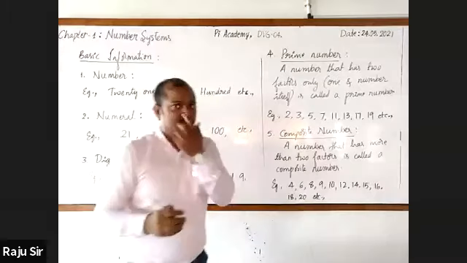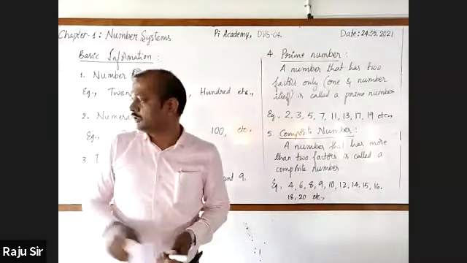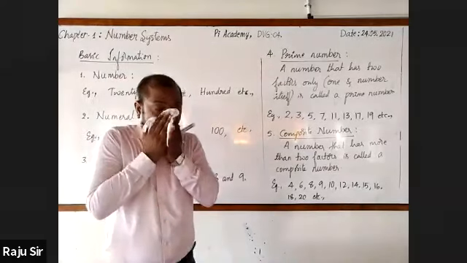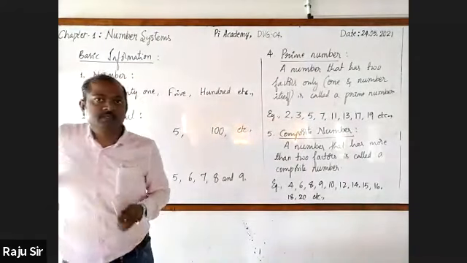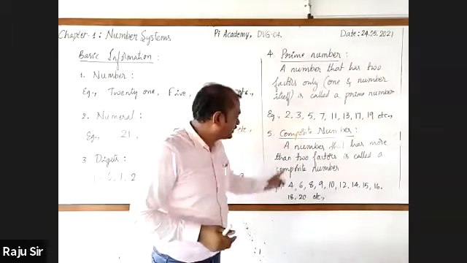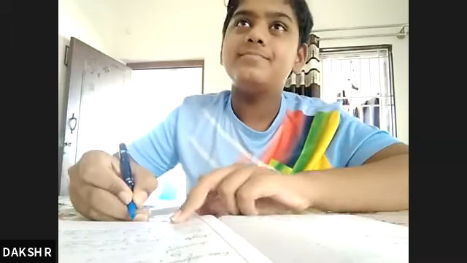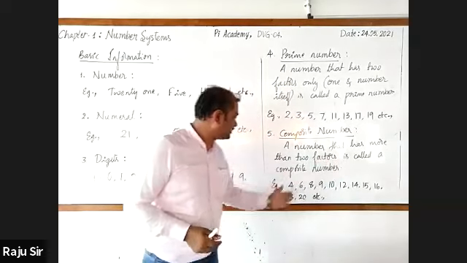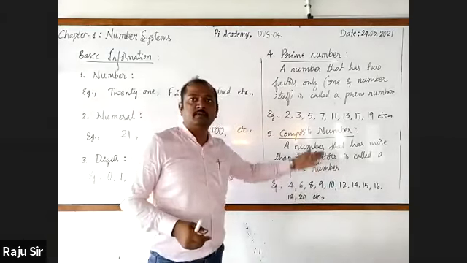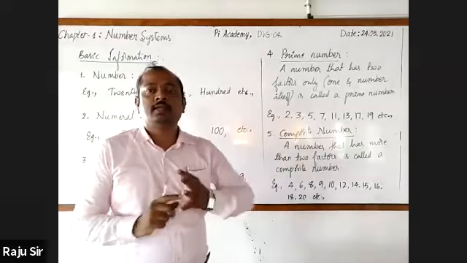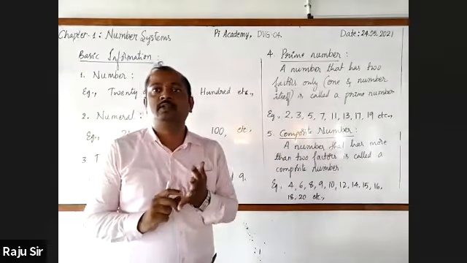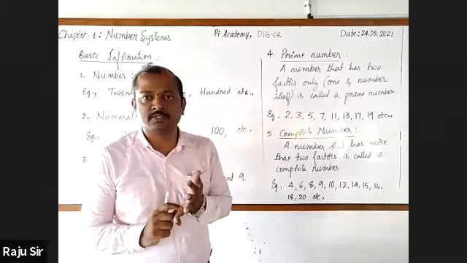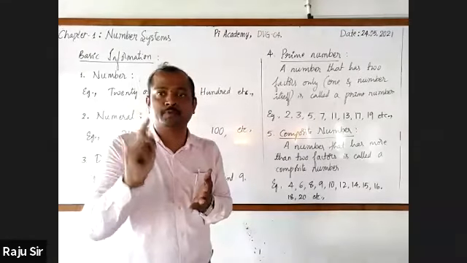Keep on writing. Whenever I give you the opportunity, make use of that. These are the composite numbers from 1 to 20: 4, 6, 8, 9, 10, 12, 14, 15, 16, 18, 20. Then many more are there. Again, I am reminding you that you must practice the composite numbers from 1 to 50.